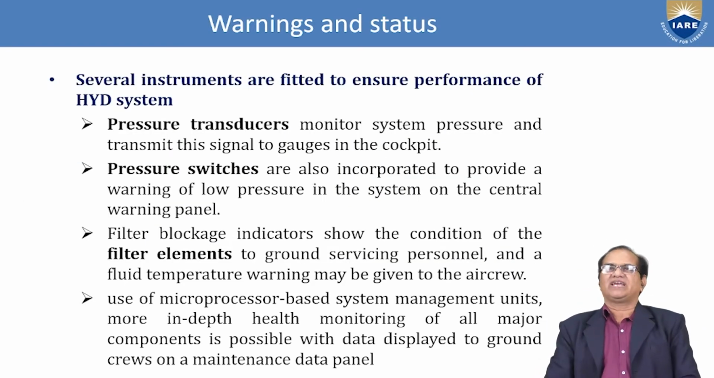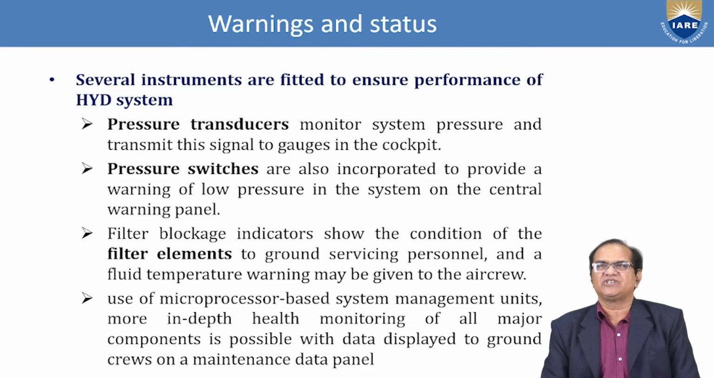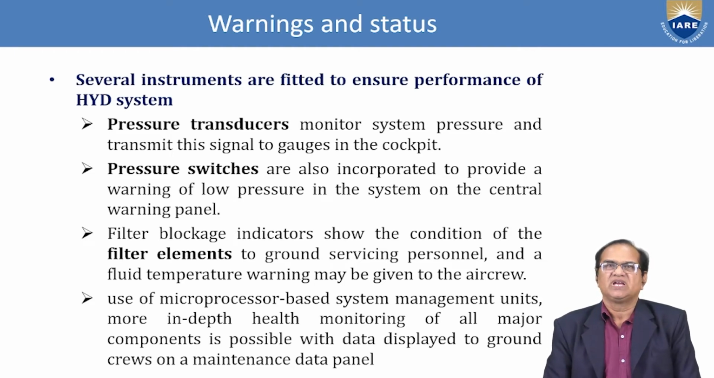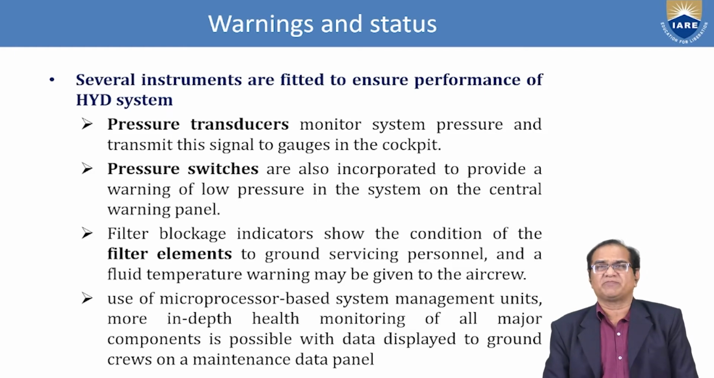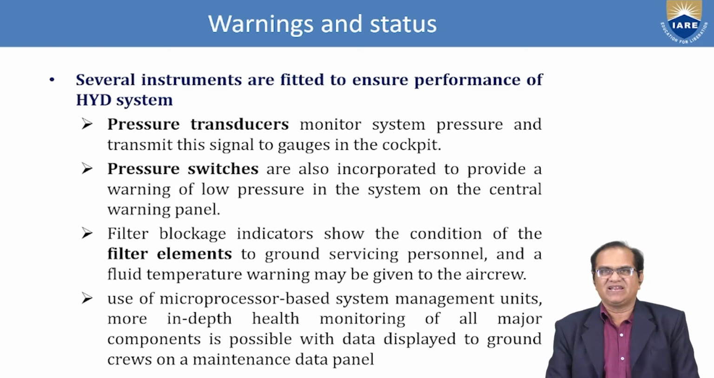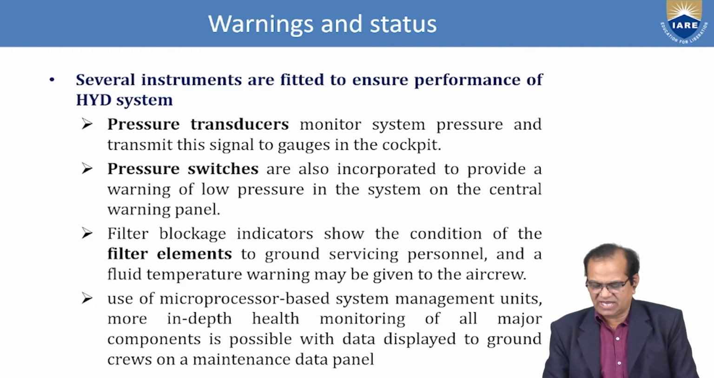Now I will talk about the warning and the status. Several instruments are fitted to ensure performance of the hydraulic system. First and foremost is the pressure transducer. This monitors system pressure and transmits this signal to gauges in the cockpit. Pressure switches are also incorporated to provide a warning of low pressure in the system on the central warning panel. Filter blockage indicators show the condition of the filter element to ground servicing personnel, and a fluid temperature warning may be given to the air crew.